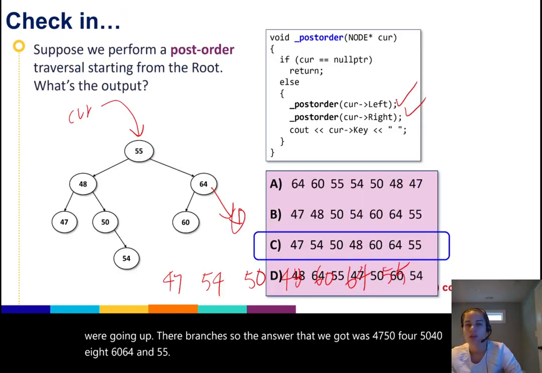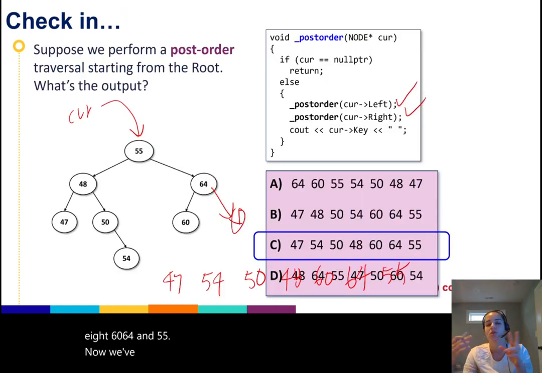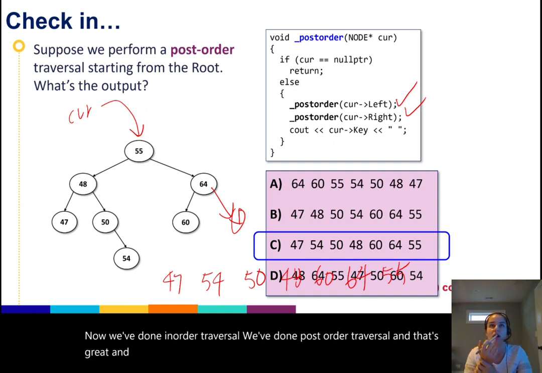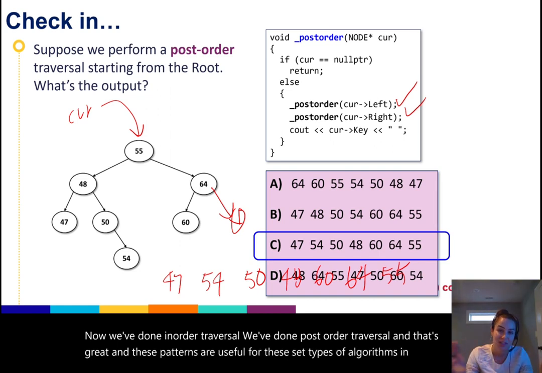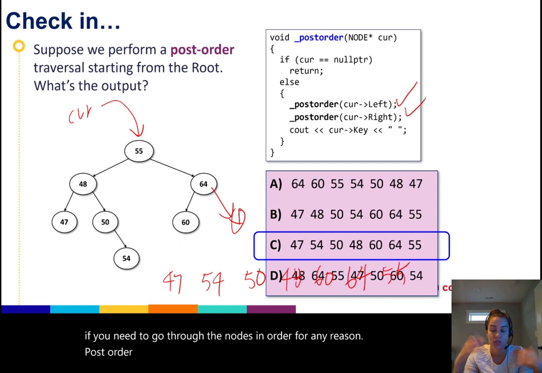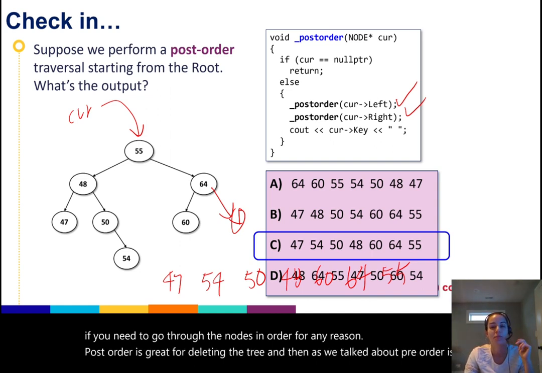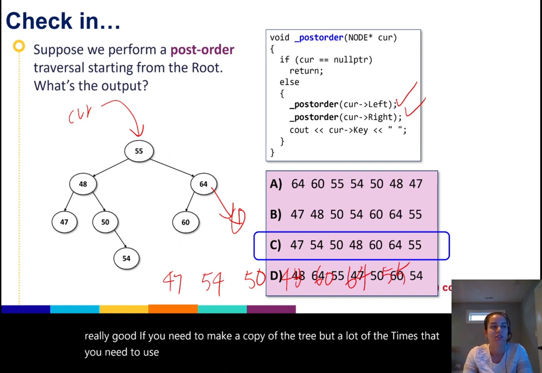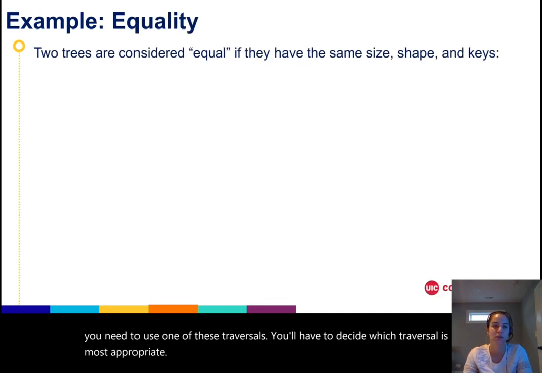So now we've done in-order traversal, we've done post-order traversal, and that's great, and these patterns are useful for certain types of algorithms. In-order is if you need to go through the nodes in order for any reason. Post-order is great for deleting the tree. And then as we talked about, pre-order is really good if you need to make a copy of the tree. But a lot of the times that you need to use one of these traversals, you'll have to decide which traversal is most appropriate. So let's look at an example of that.